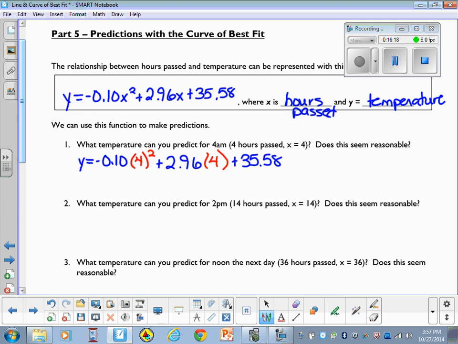Okay, I'm going to use my handheld calculator here. Negative 0.1 times 4 squared plus 2.96 times 4 plus 35.58. You would expect the temperature to be about 45.82 degrees. Makes sense. What could we predict for 2 p.m.? Now remember, our time is hours after midnight. So 2 p.m. is actually 14 hours after midnight. Let's substitute.